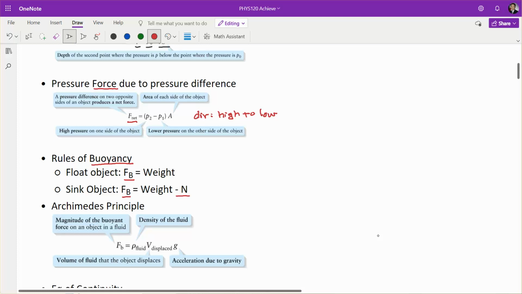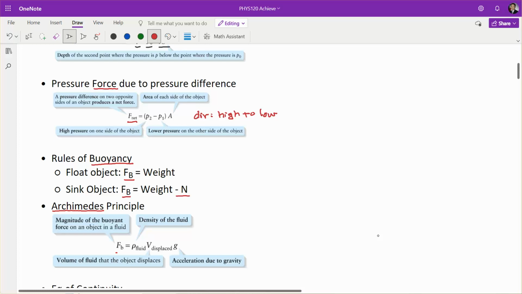The other important equation related to buoyancy is the Archimedes principle. Archimedes principle is very simple. It simply says the buoyancy force is equal to the weight of the displaced fluid. And what is the weight of the displaced fluid? It depends on the volume being displaced. Well, the volume itself is not the weight. How do you get the weight?